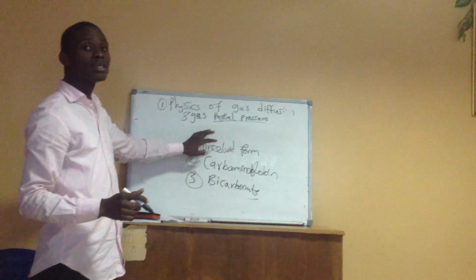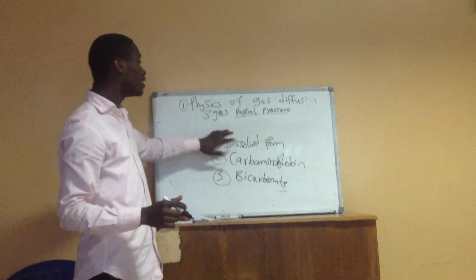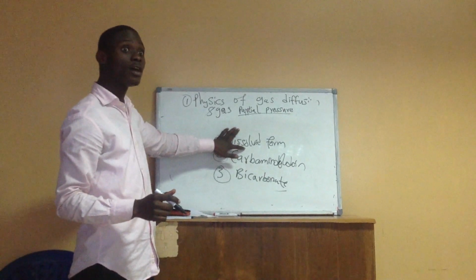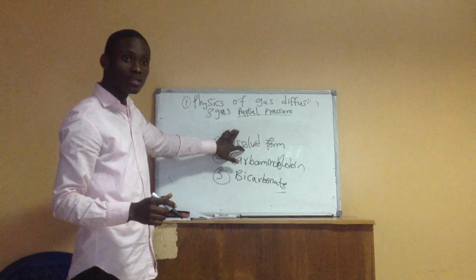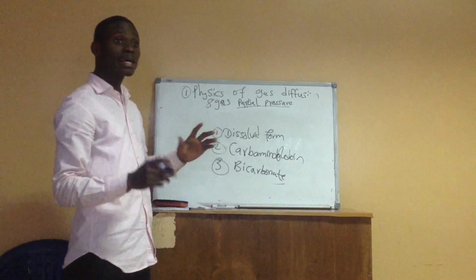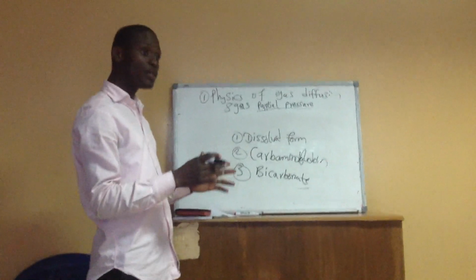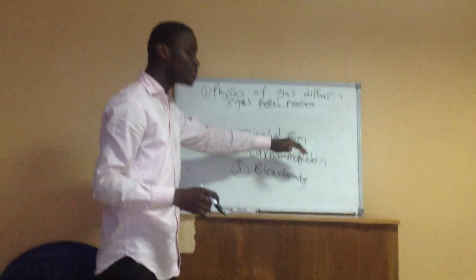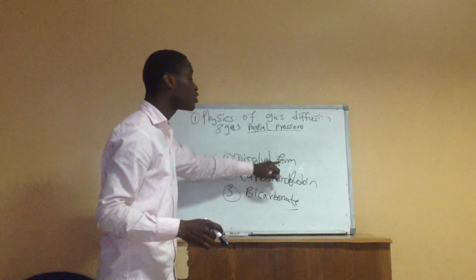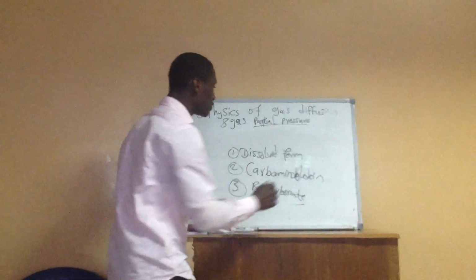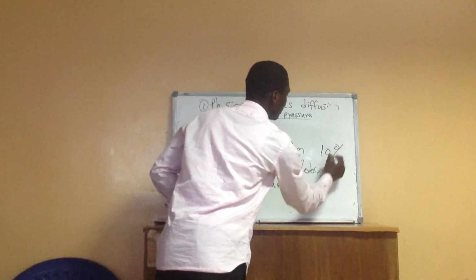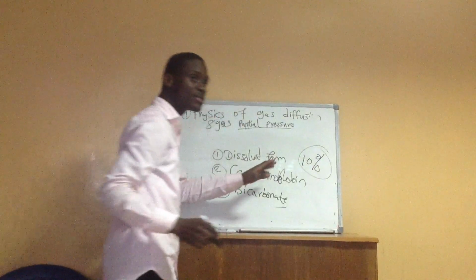Now, we know already that partial pressure of carbon dioxide keeps it in a dissolved form. Are we getting it? The percentage of carbon dioxide that will be kept in a dissolved form due to its partial pressure is what? 10%. Please remember this very well, it's very important.